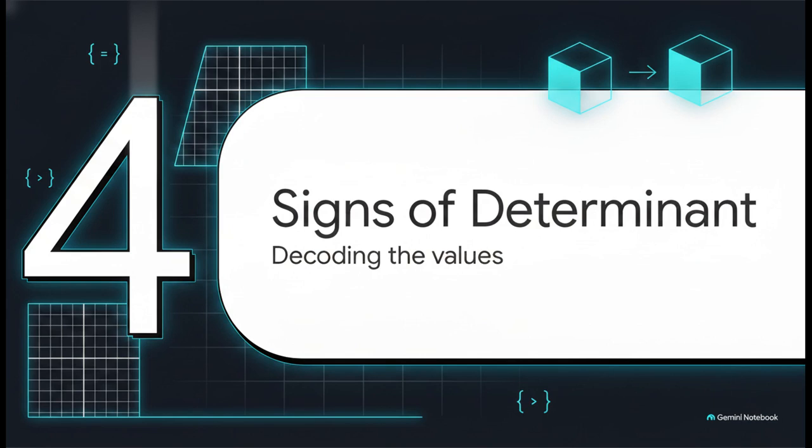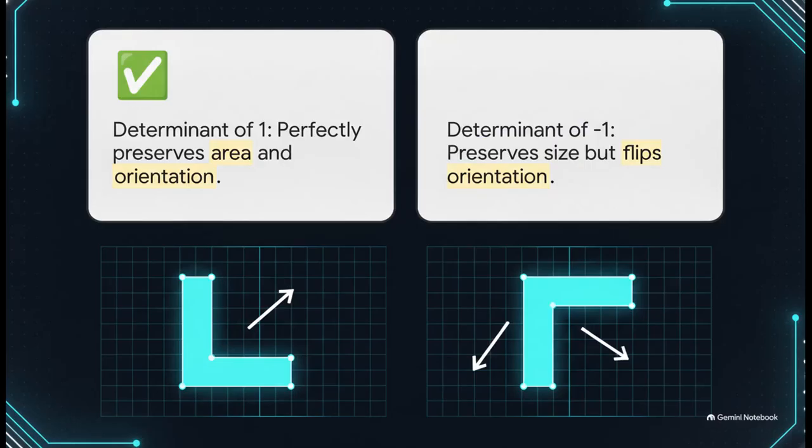Section 4, Positive, Negative, and Zero. Decoding the signs of the determinant. Now, obviously, an area can't be a negative number, right? That makes no physical sense. So a negative determinant is quietly tracking that your space just got flipped, kind of like a mirrored reflection. A determinant of -1 means the area is perfectly preserved, but the orientation is totally reversed. It's like your right hand becoming a left hand. No amount of normal spinning or rotating is going to make it match your right hand again.